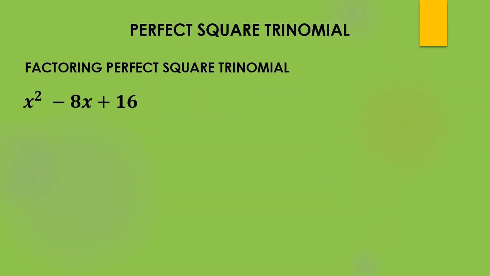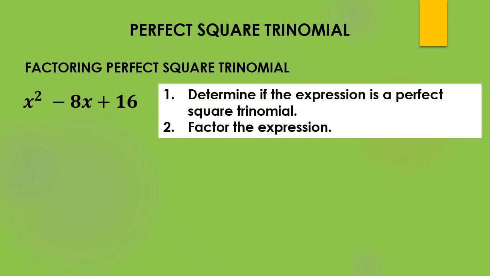Let's have another example. x squared minus 8x plus 16. The first thing to do is determine if the expression is a perfect square trinomial. So let's identify if the given expression is a perfect square trinomial. By looking at the expression, the first term and the last term here are x squared and 16. According to the definition of a perfect square trinomial, the first term and the last term must be perfect square terms. So is x squared a perfect square term?